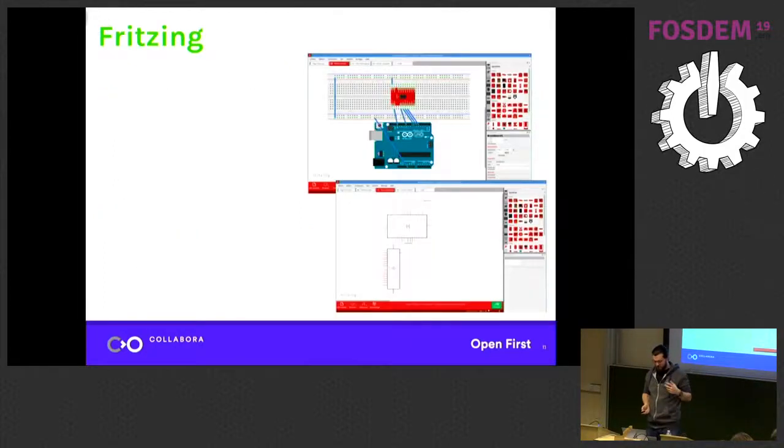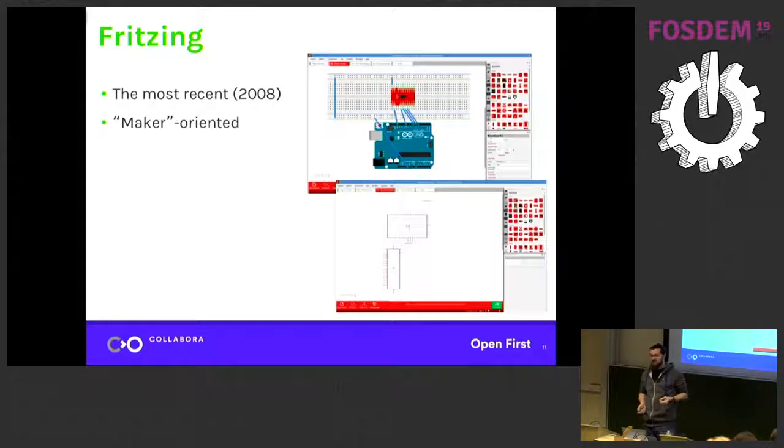I'll start off with Fritzing. It's really a nice piece of software. It's the most recent one. Actually, the first version was released in 2008, so a bit more than 10 years ago. It has a maker approach. It's really maker oriented, in my opinion. You have some graphical views and a really eye candy interface for someone who's not used to EDA software in general, and it gives them lots of advantages.